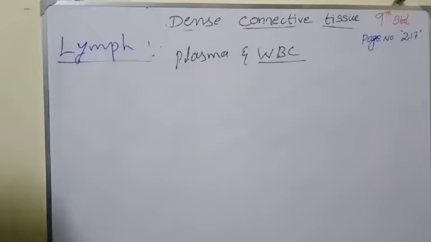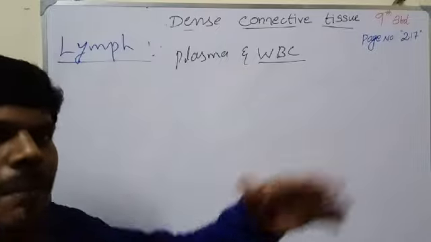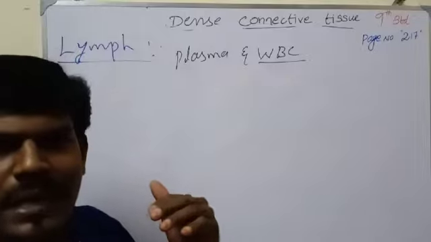This is present in lymph, and it mainly helps in the exchange of material between blood and tissue fluid. What is the main function of the lymph? It means the exchanging of the material. What are the materials that are exchanged?